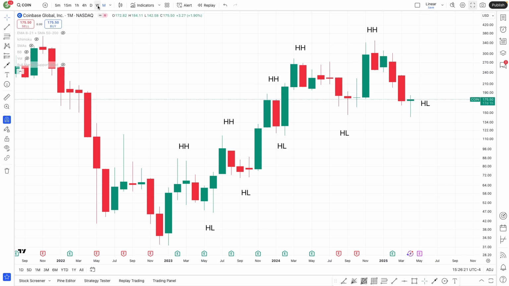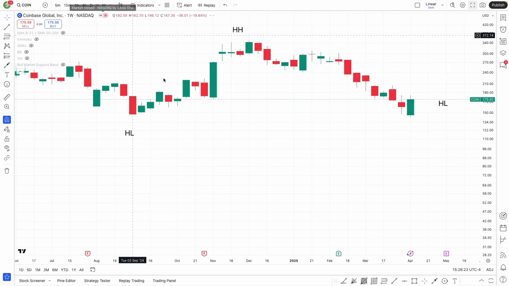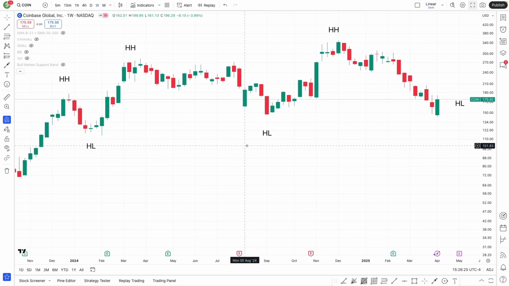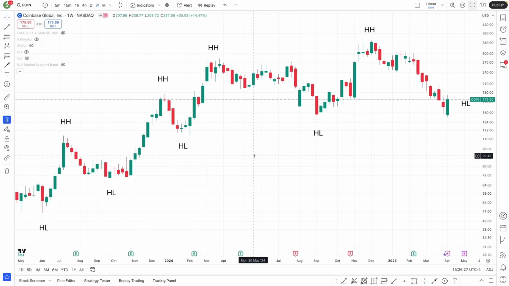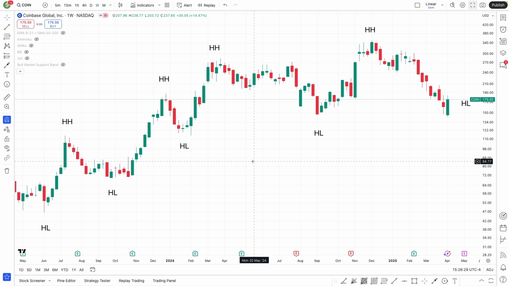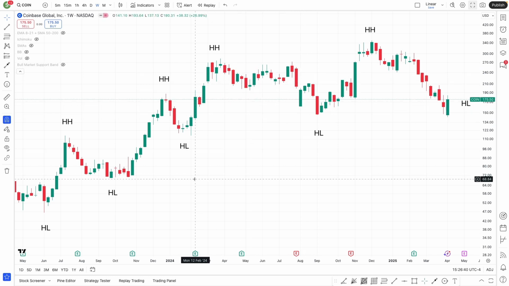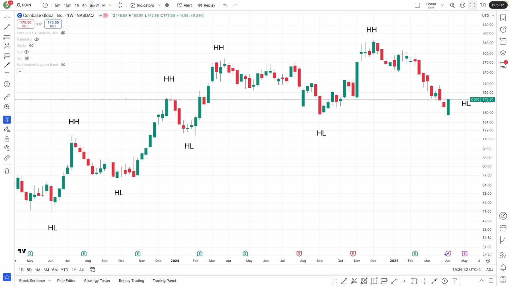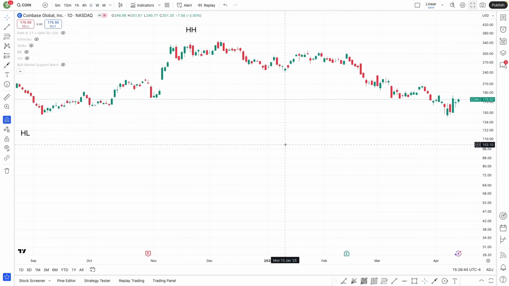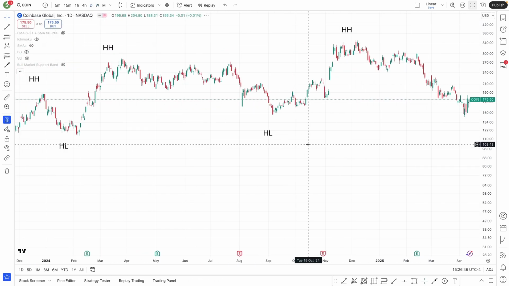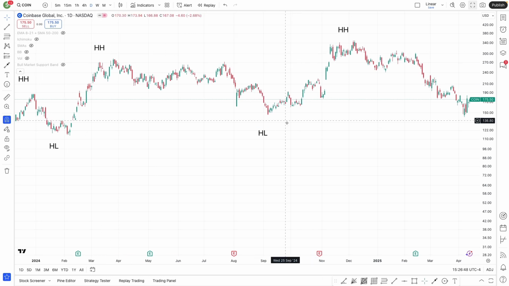Now, if we were to jump to the weekly chart and kind of zoom out here, we can see that although the monthly chart is showing us higher highs and higher lows, on a weekly basis we've certainly got a lower high, lower low, lower high, a lower low there within this. And then if we jump down to a daily chart, then you can kind of see even more. These are just the monthly peaks here.